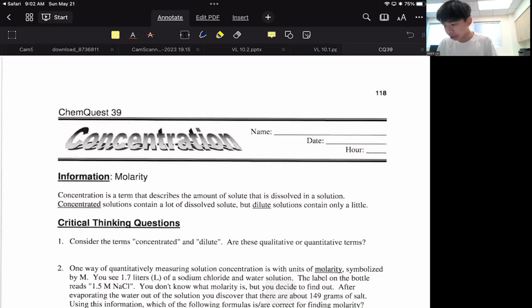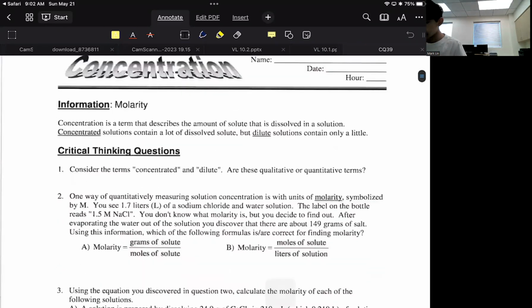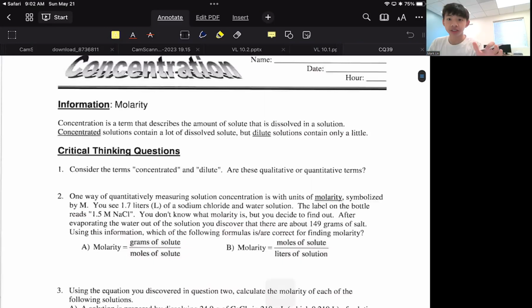Stop wasting time. Okay, so Chem Quest 39, molarity. This shouldn't be too hard. Molarity, molality, you're just plugging and chugging.